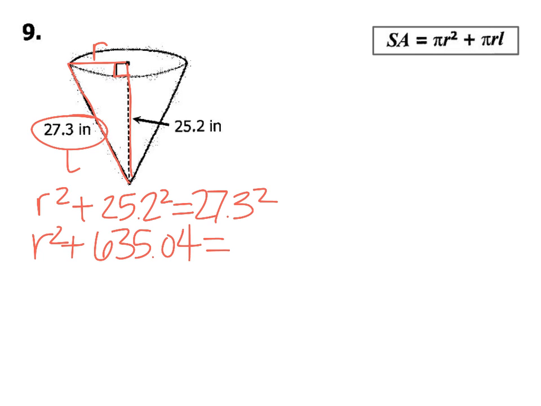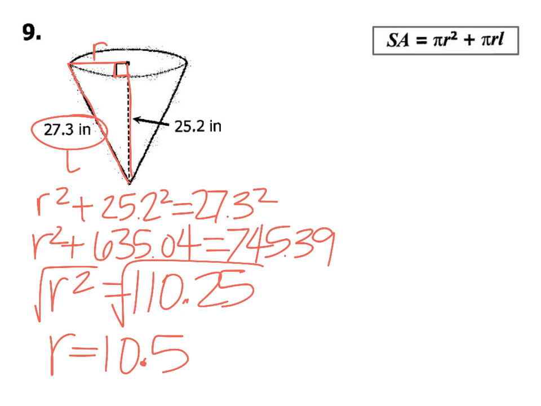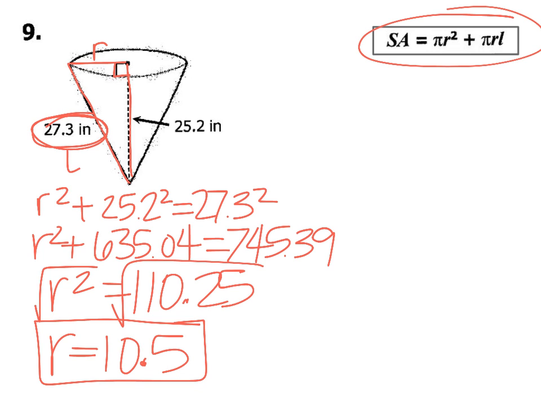And 27.3 squared is going to give us 745.39. Then subtract 635.04 from both sides, and we get r squared equals 110.25. Take the square root of both sides to get r by itself, and r equals 10.5. All right, now we found our radius. We've got our slant height. Plug them into our formula.